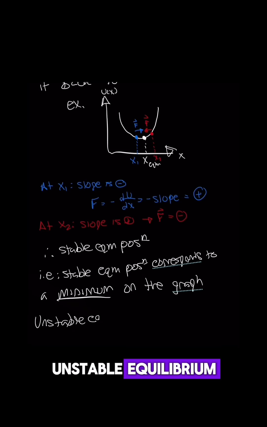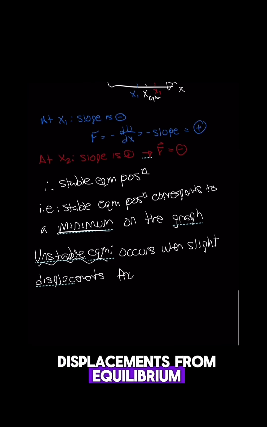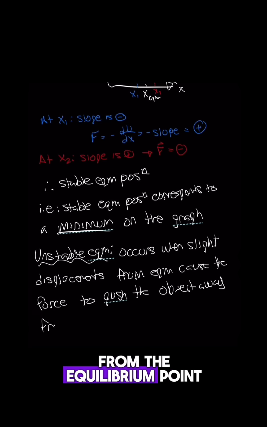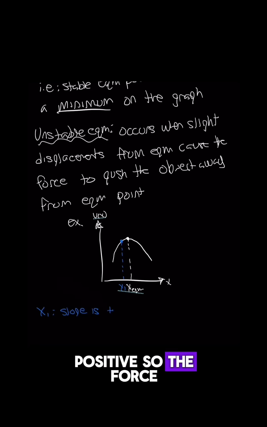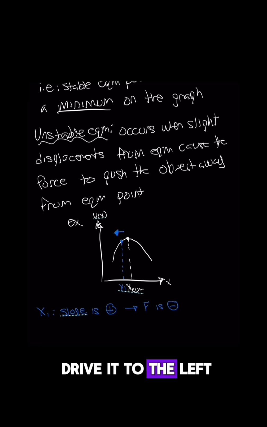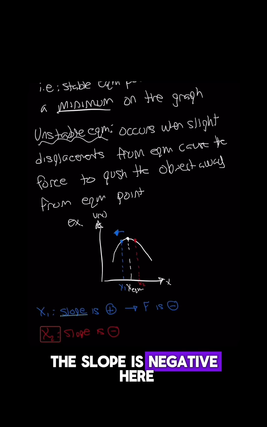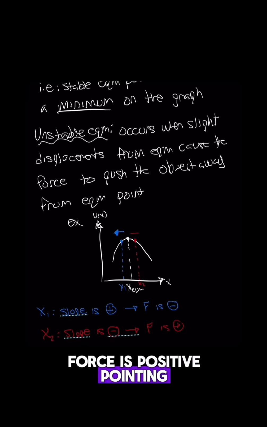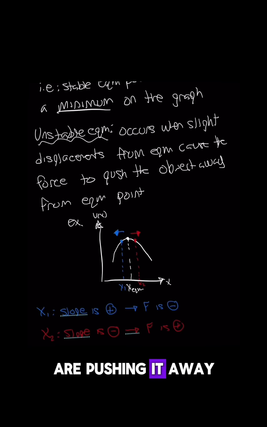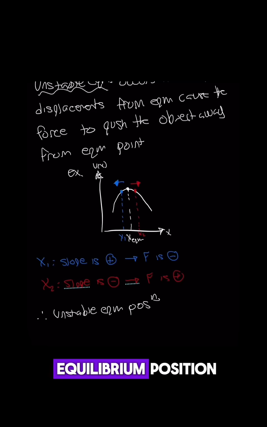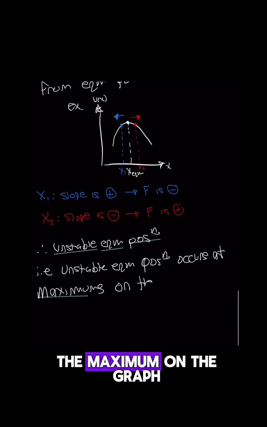For unstable equilibrium, this occurs when slight displacements from equilibrium cause the force to push the object away from the equilibrium point. Slight displacements to the left, x1, the slope's positive, so the force is negative. The force is going to drive it to the left. If we displace it to the right slightly at a point x2, the slope is negative here. That means that the force is positive, pointing it to the right. And so we can see that both these forces from the slight displacements are pushing it away from the equilibrium. Therefore, it's an unstable equilibrium position. Unstable equilibrium occurs at the maximum on the graph.